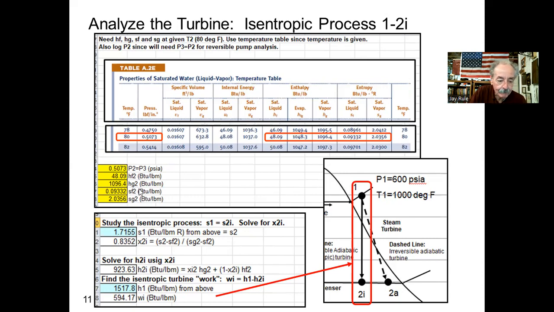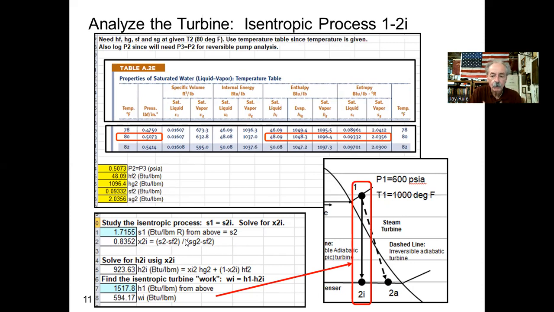Here they are. And looking ahead, I've also written down H sub G and H sub F because I know I'm going to need those. So I've written down 4 numbers out of my temperature table at the operating temperature of this saturated mixture, 80 degrees F. Okay, everybody see how to get that? All right.